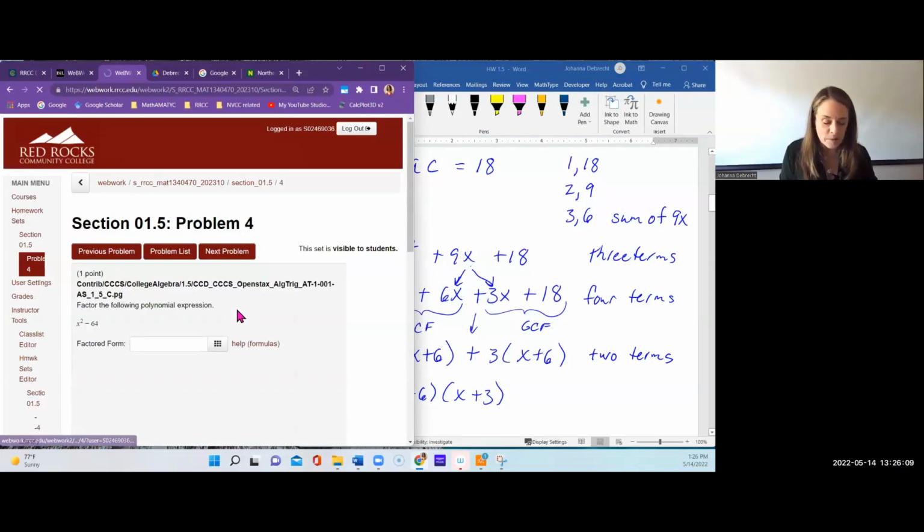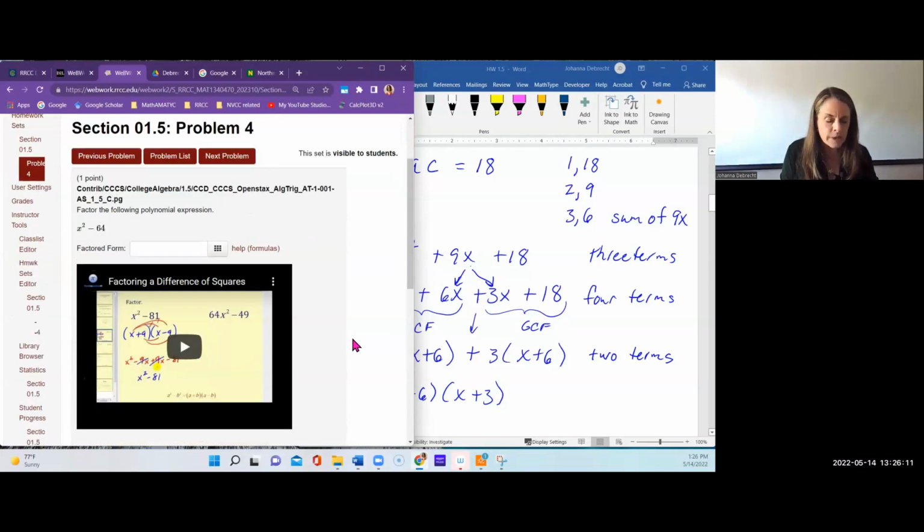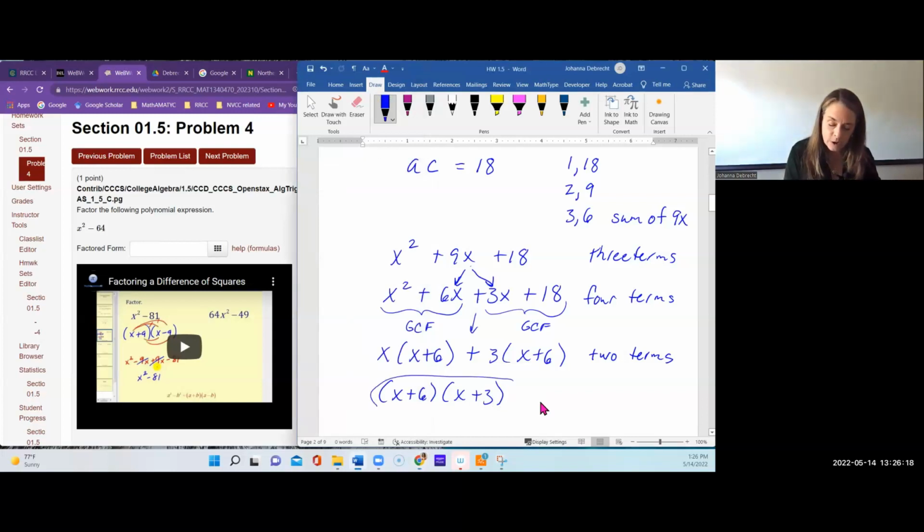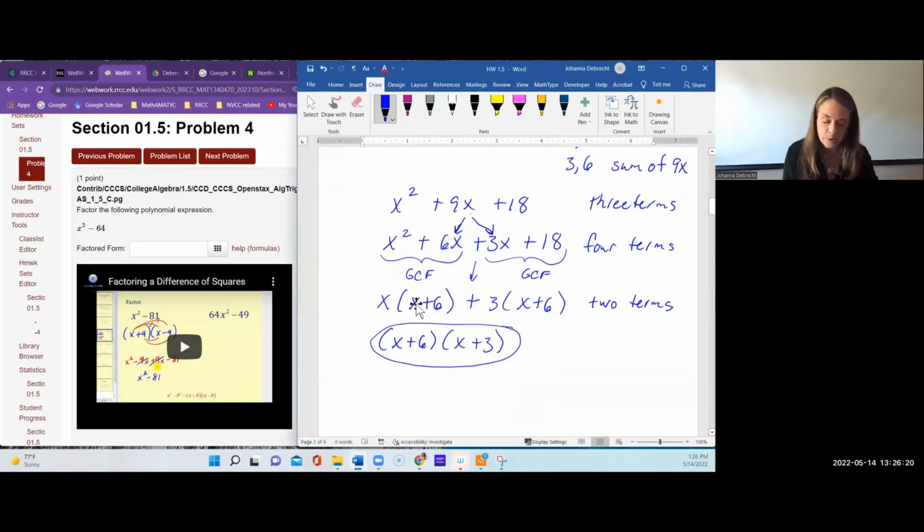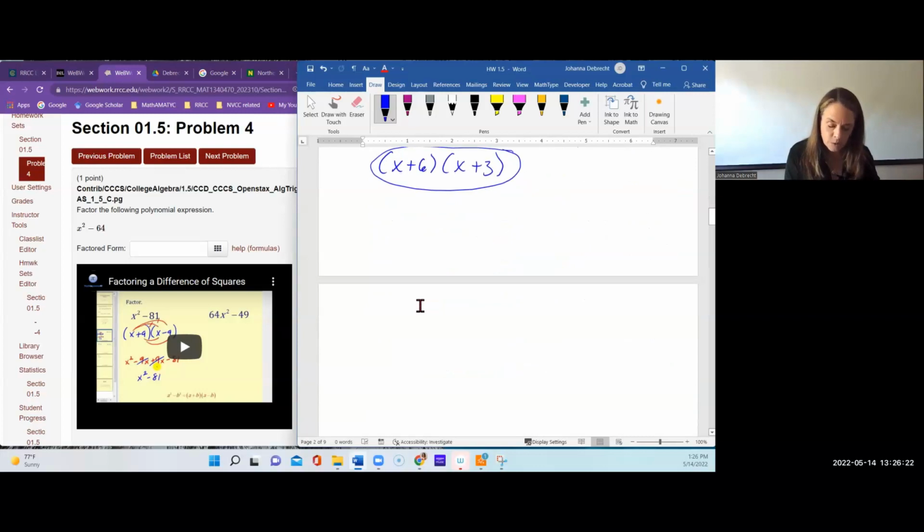Moving on, we go to problem number 4. Now we can see that we have x squared minus 64, and we want to factor that. Here was our factored form answer for the previous problem. And now we're moving on down here into problem number 4. If you move to a new page, you don't have to put the horizontal bar.